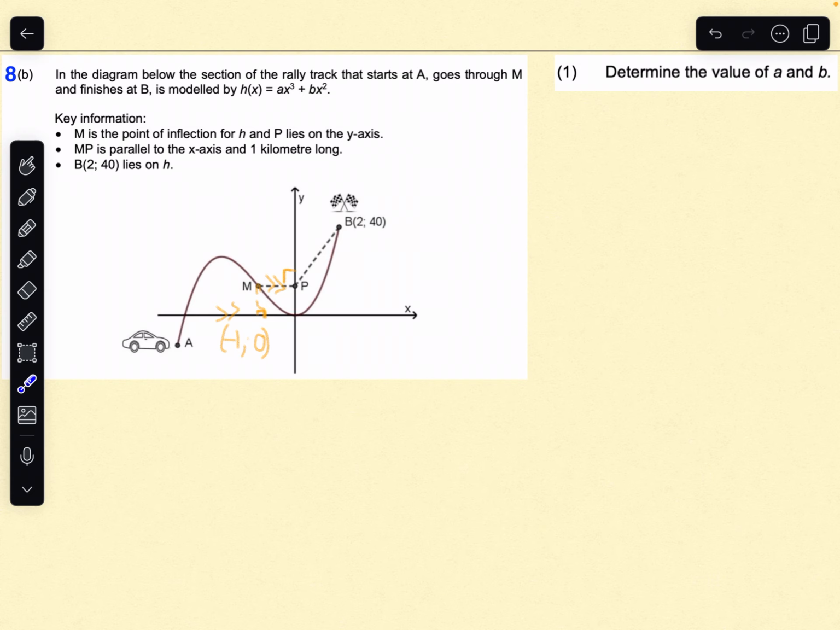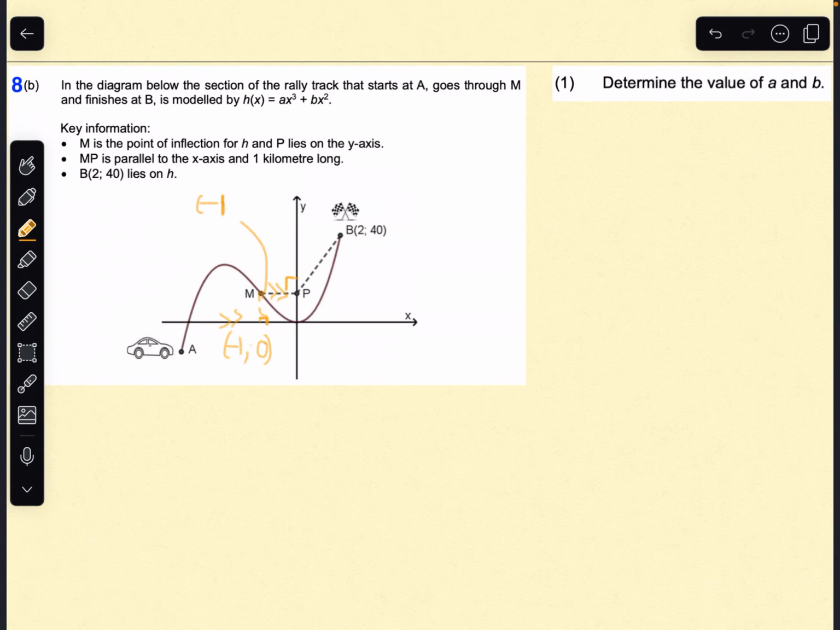Right, so we know that the x-coordinate of M is -1. We don't know what the y-coordinate is, so maybe let me just fill that in: -1 and something. We know that it's a point of inflection, and the point of inflection happens at x equals -1, so that's important information. We know this point as well, and that's about all that I can see.